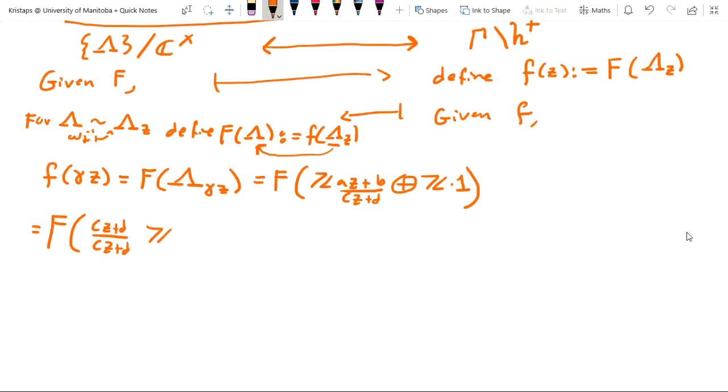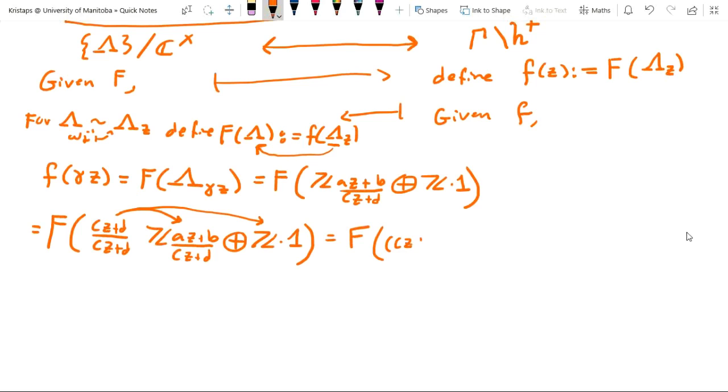And that's going to be scalar multiplication by 1 of this lattice. And so the cz plus d in the numerator, that's the term I'm going to multiply into the lattice, and I'm going to keep the other term out in front. So this will become capital F evaluated at, and I'll have cz plus d to the minus 1 out in front. And the lattice becomes the span of az plus b and cz plus d.